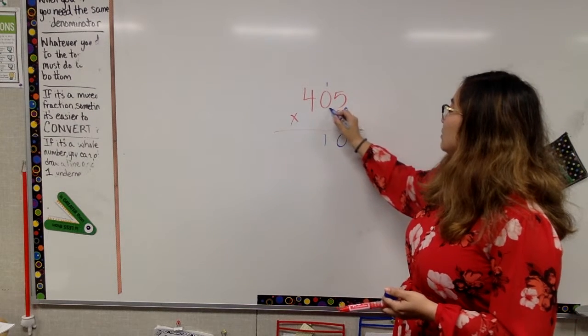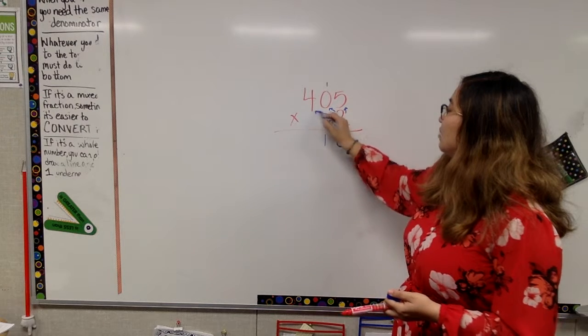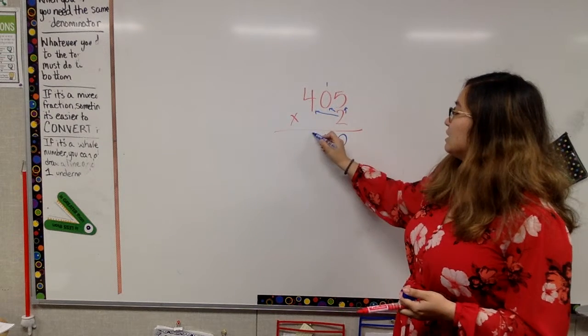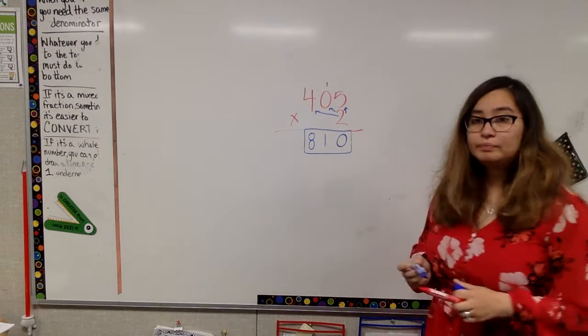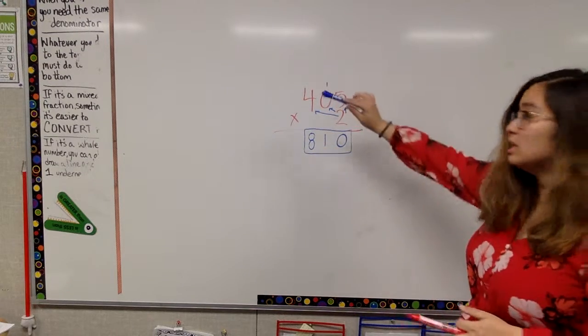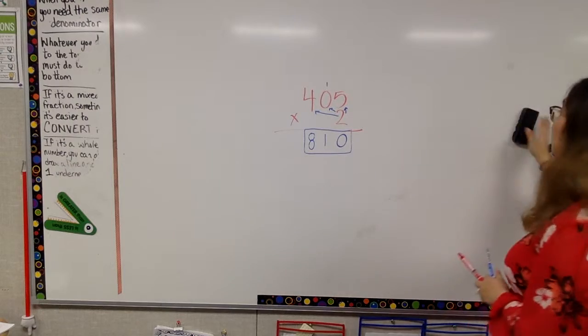And then, so that was this step. Now the final step. 2 times 4 is 8. So now I have 810. That is how you multiply a multi-digit by a 1-digit.